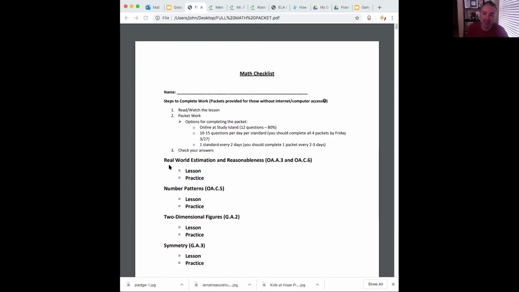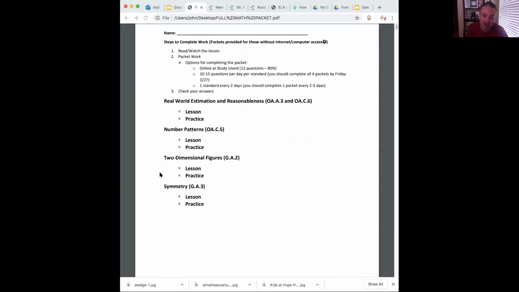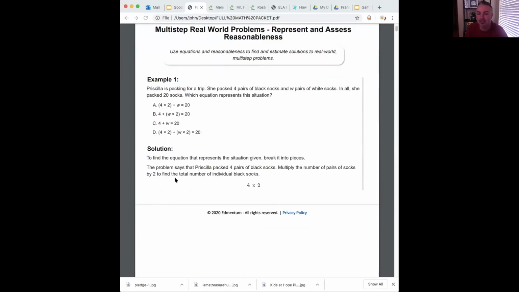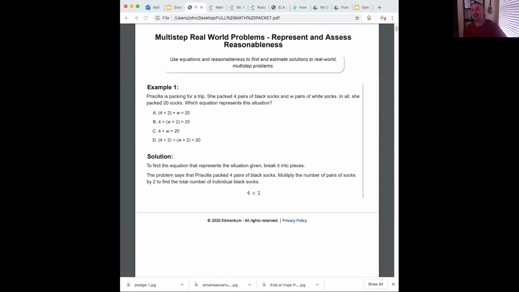All right, real world, estimation and reasonableness, number patterns, two-dimensional figures, symmetry. All right, so let's move right to what it's going to be asking us to do. It says use equations and reasonableness to find and estimate solutions to real-world multi-step problems. So that was the sound of me turning the page on my notebook.